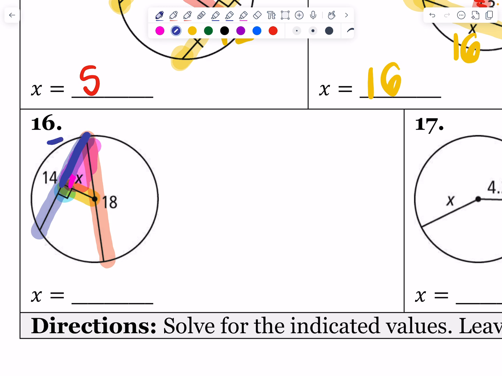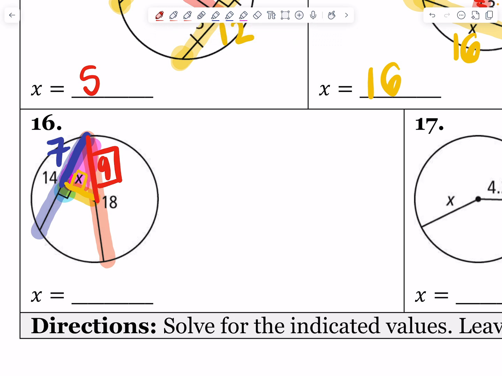Well, that's half of the chord, so it's going to be 7. We have our x. I'll just highlight that this way. Here's our x. And then we have our radius, which is this piece right here. 18 is the entire thing, so this piece is going to be 9.